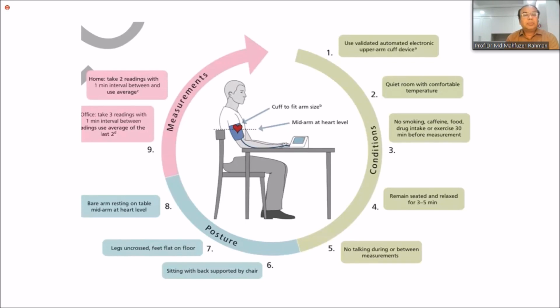The arm should be bare, resting on the table, mid-arm at heart level. Legs should be uncrossed, feet flat on the floor. That is, there will be a footrest, and sitting with back support, that is the backrest. And we should not talk, neither the physician or attendant nor the patient.